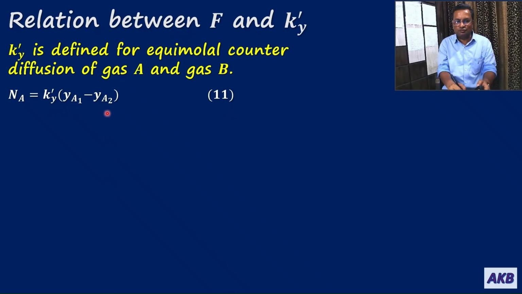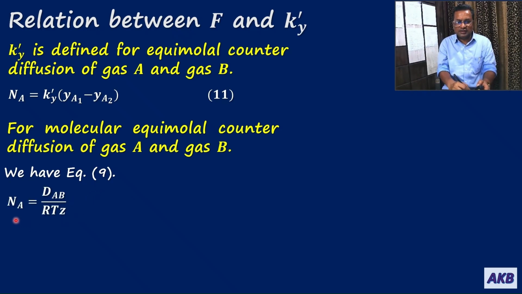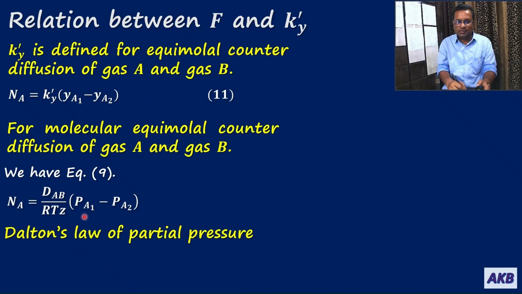The driving force is the mole fraction difference. So for molecular equimolal counter diffusion of gas A and gas B, the equation applicable is equation 9. What is that equation? Na = DAB/(RTZ) × (Pa1 − Pa2). Now we have to replace Pa1 with Ya1. So for that we need to use Dalton's law. Dalton's law of partial pressure is Pa1 = Ya1 × P and Pa2 = Ya2 × P. Mole fraction into total pressure at 1, mole fraction into total pressure at 2.